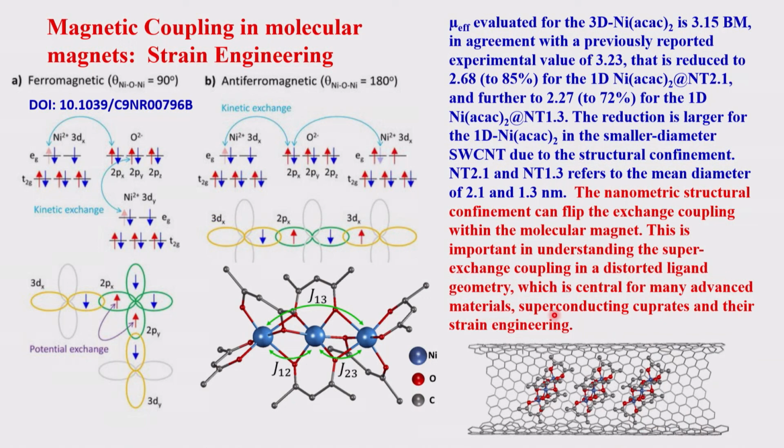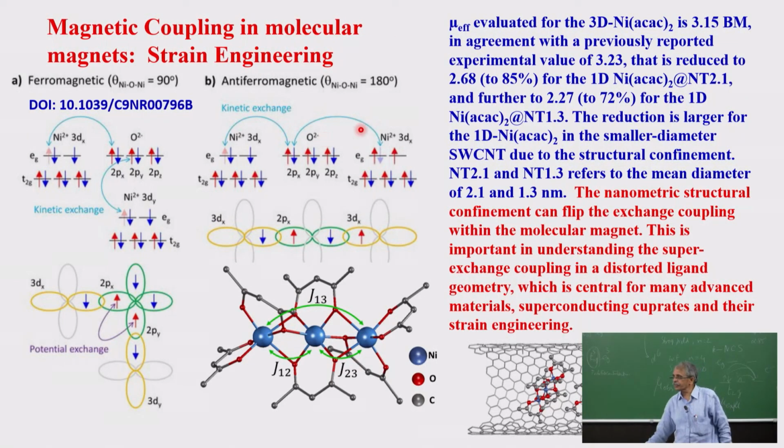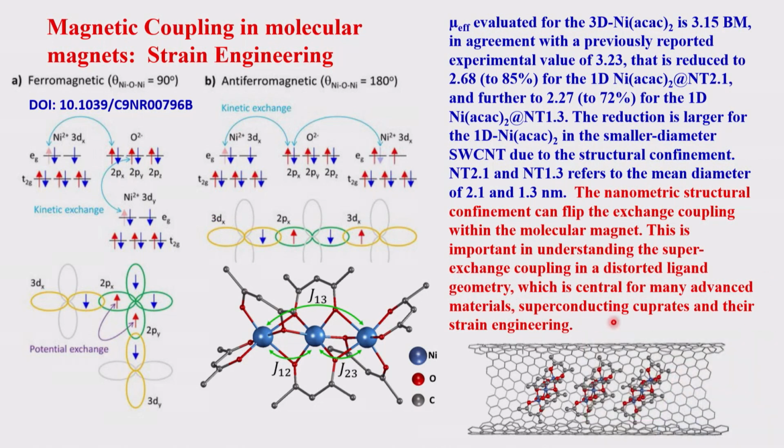Now, here the geometries are distorted by placing it just in a simple solid, that is 3D, and then 1D, put on a surface, each molecule on the surface of a nanotube with a greater diameter, and a nanotube with a narrower diameter. So, the narrower diameter has brought greater reduction, the bigger diameter brought some reduction, but not as much as that. So, it is very clear that it is opening up, bending. So, the strains are changing in these things. So, distorted ligand geometry, which is central for many advanced materials, superconducting cuprates and their strain engineering.